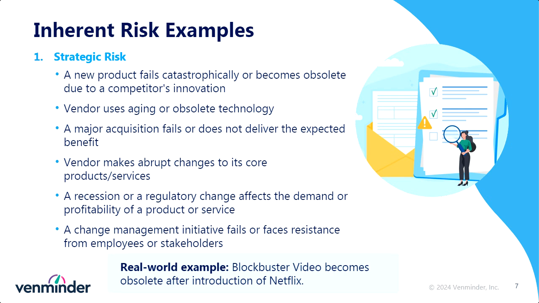Starting off with strategic risk, here are several examples that you might see in your vendor relationships. Think about a vendor that launches a new product which fails or becomes obsolete because of a competitor. A vendor that uses aging technology or makes sudden changes to its core products or services could also create strategic risk. And even a regulatory change could affect the profitability of the vendor's product or service if there are new compliance requirements that need to be followed.